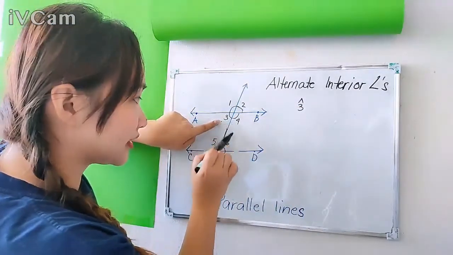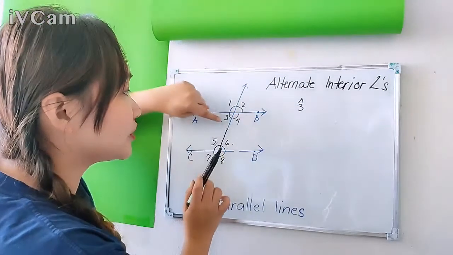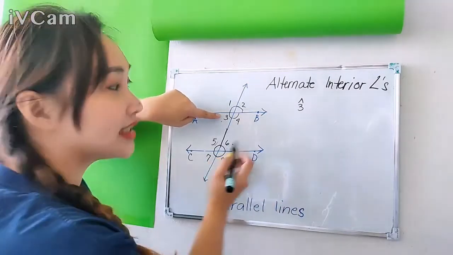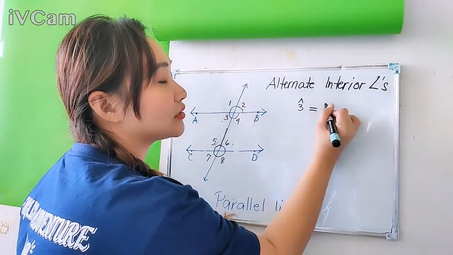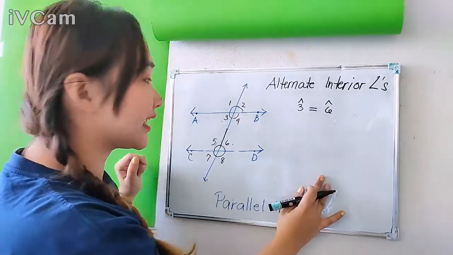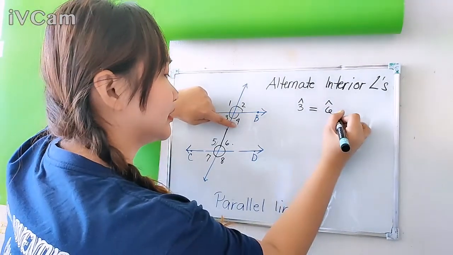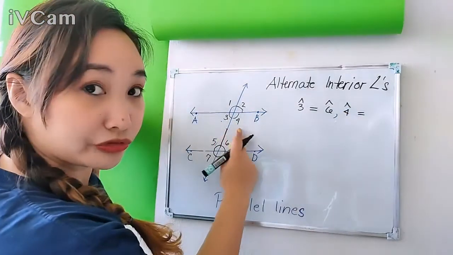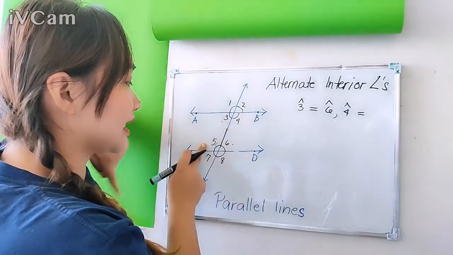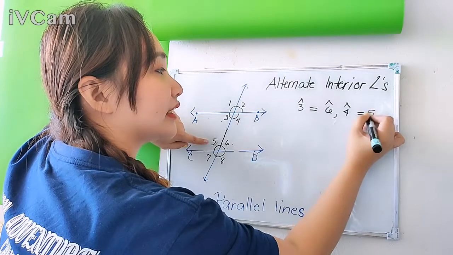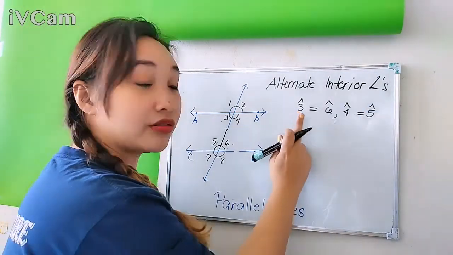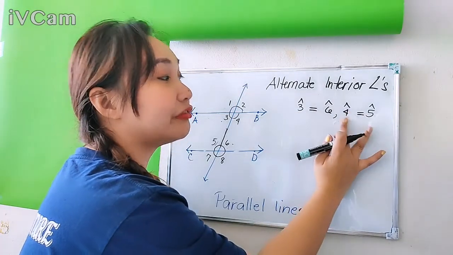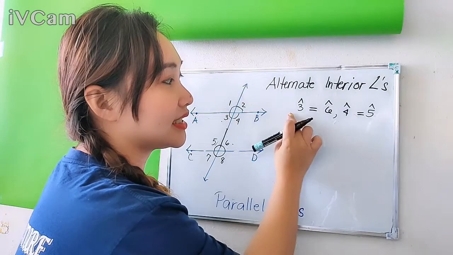The opposite of angle 3 is angle 6. So angle 3 is equal to angle 6. And the opposite of angle 4 is angle 5. So angle 4 is equal to angle 5. Now, angle 3 is equal to angle 6 and angle 4 is equal to angle 5. So these are alternate interior angles.